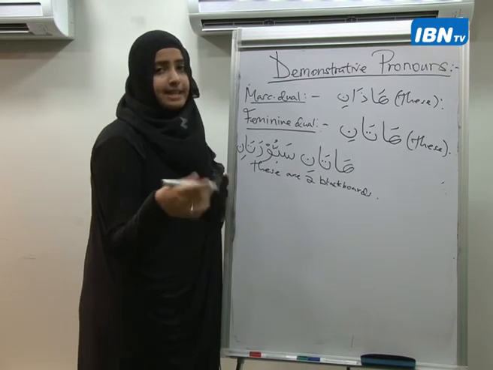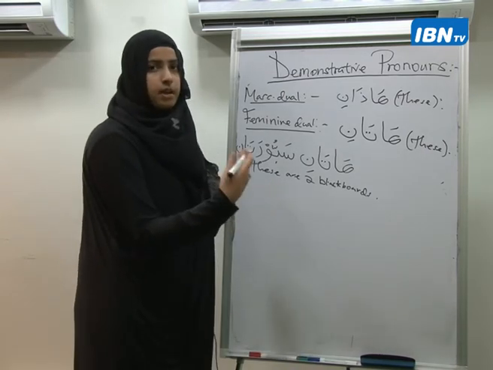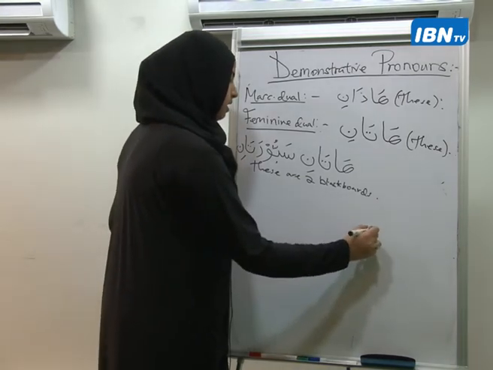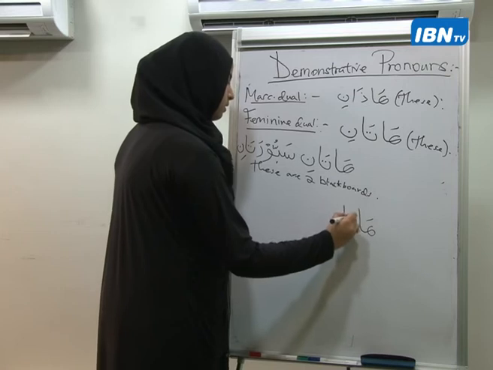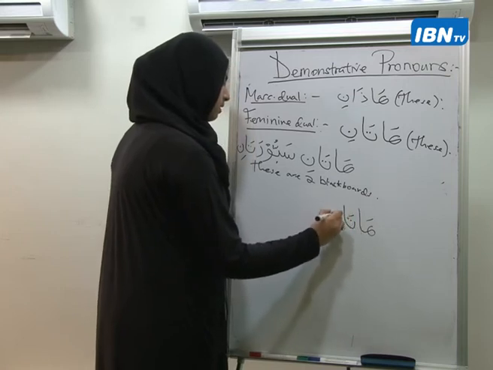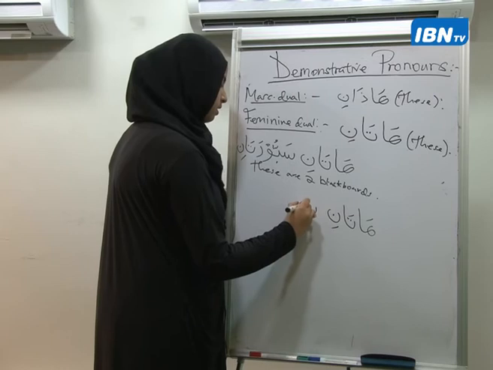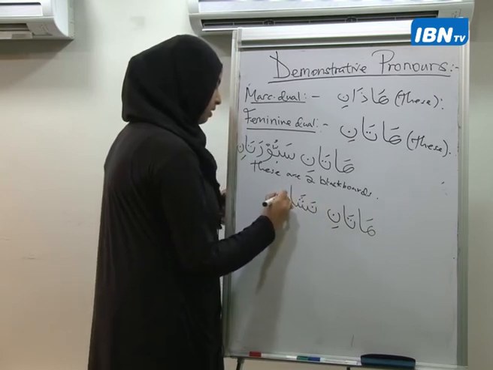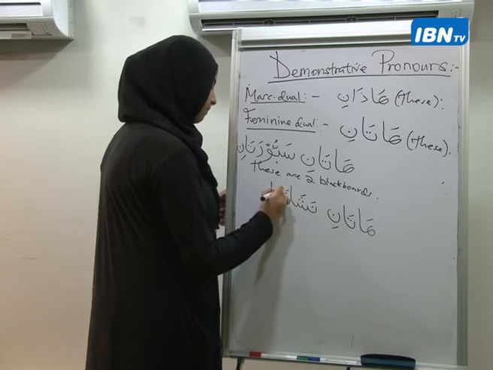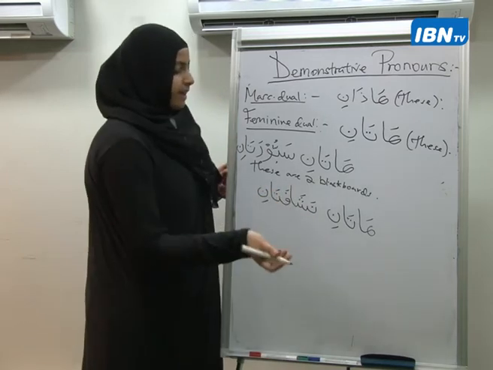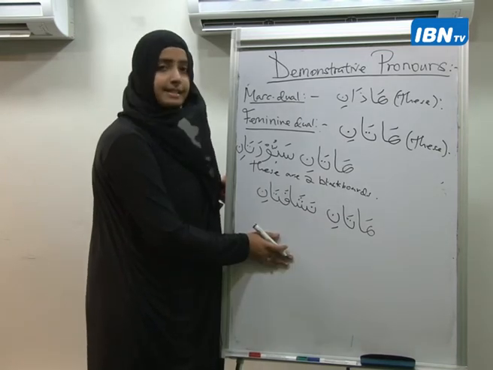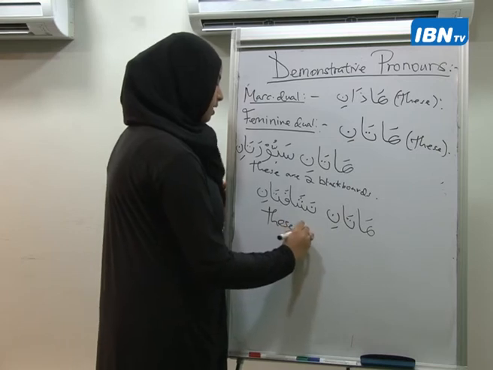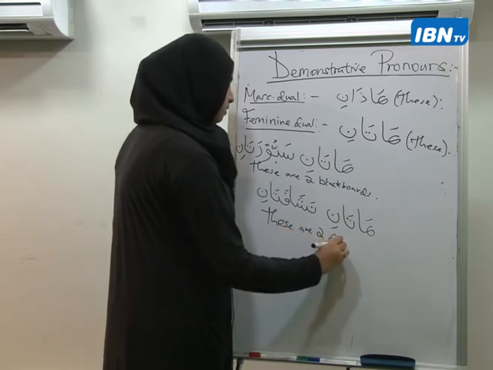What if I want to say these are two dusters? I will say hatani nashafatani. Right? So this is how I have converted these sentences into duals. These are two dusters.